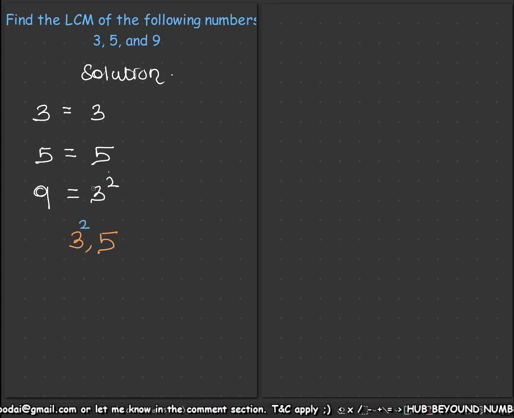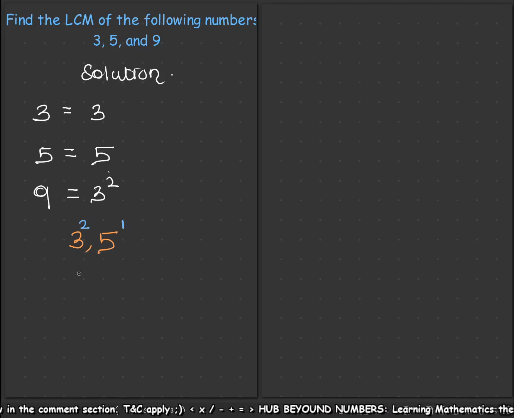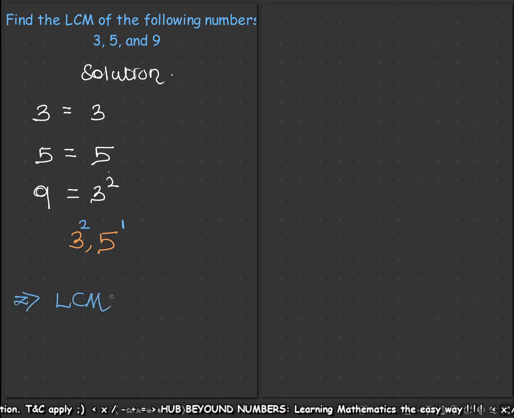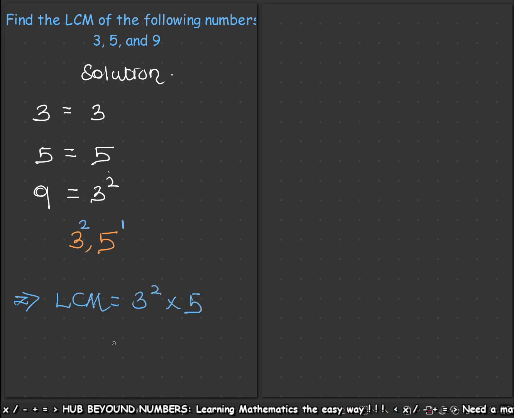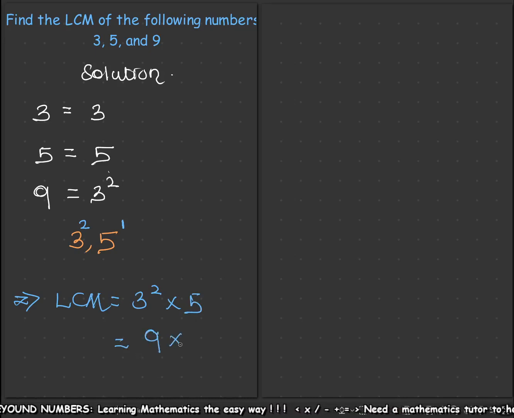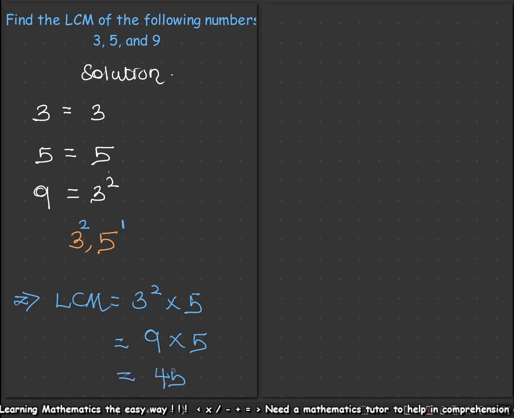Then we come to 5. Its highest power is just 1. So we take the 1. And then we do what? We multiply them. So it simply implies that our LCM is just 3 squared times 5. And we know 3 squared gives us a what? A 9. So we have 9 times 5, making what? 45. So the LCM of 3, 5, and 9 is what? 45. As simple as that.